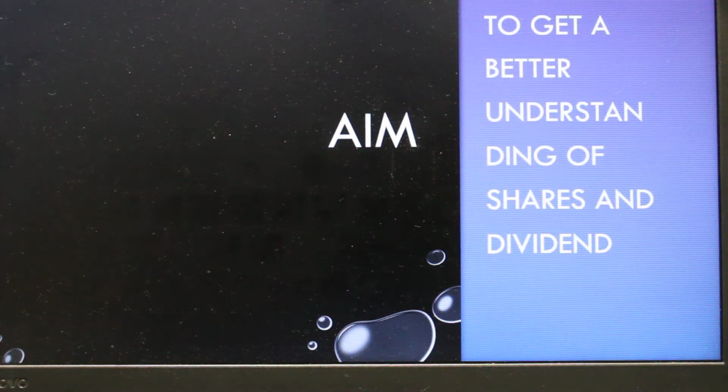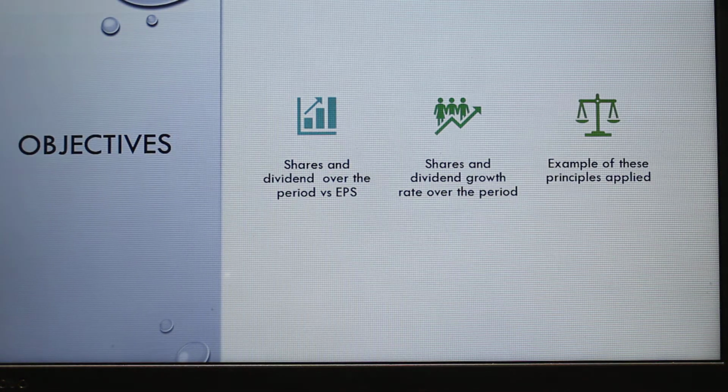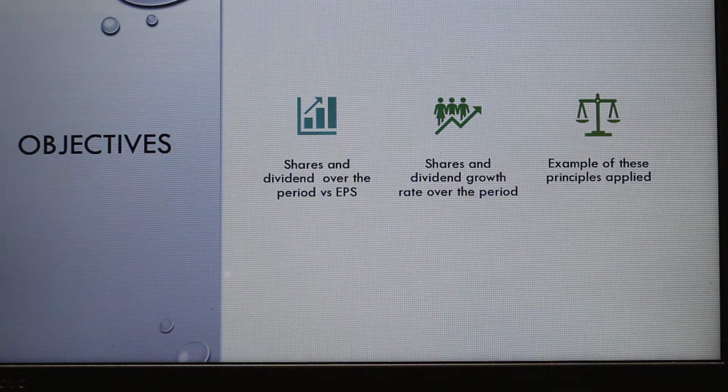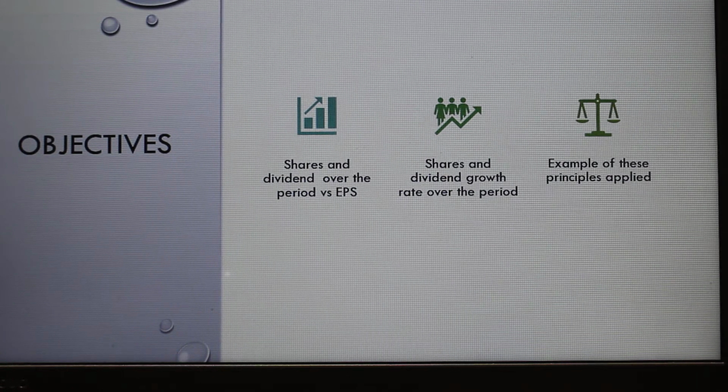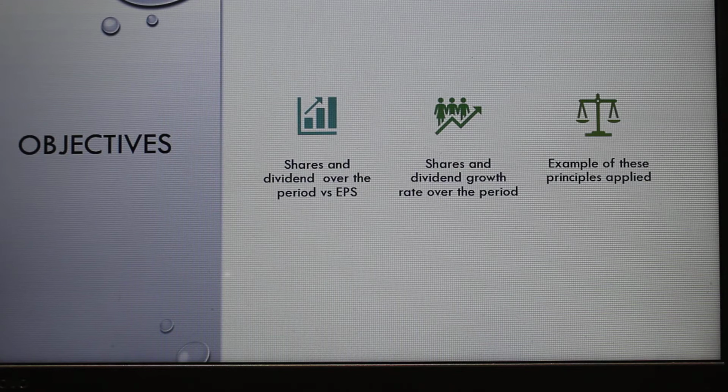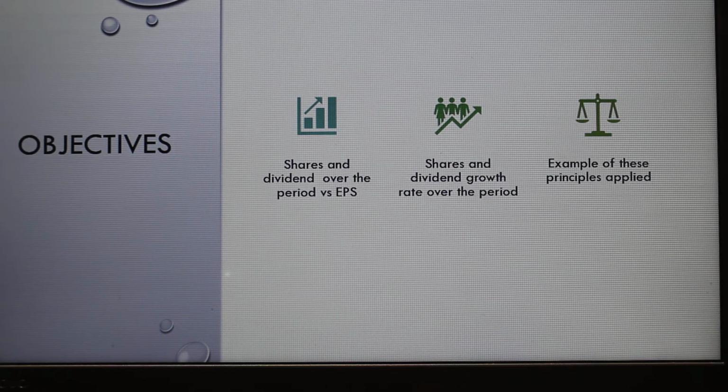Our aim is to get a better understanding of shares and dividends. Our objectives are shares and dividends over the period versus earnings per share, where EPS is earnings per share. We're also going to be looking at shares and dividends growth rate over the period, and examples of these principles.